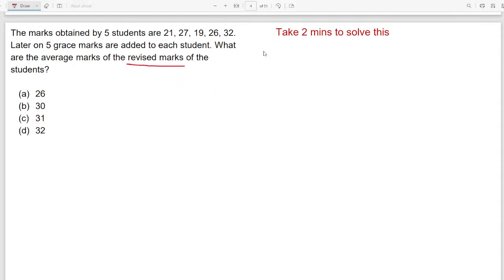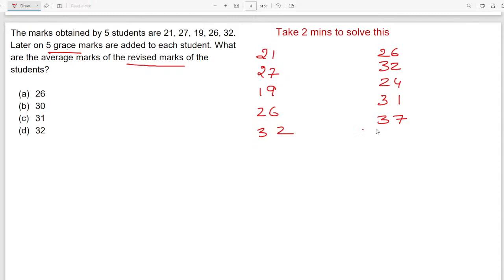The old marks were 21, 27, 19, 26 and 32. So if you add 5 grace marks to each of the 5 students, 21 would become 26, 27 would become 32, 19 would become 24, 26 would become 31, and 32 would become 37. Because every student has got 5 grace marks. So these are the marks of the 5 students after they have got the 5 grace marks.